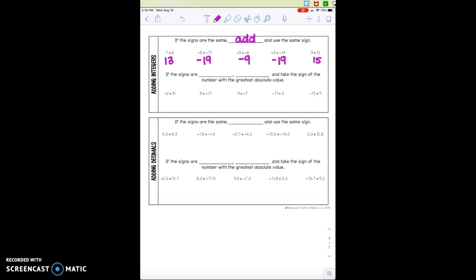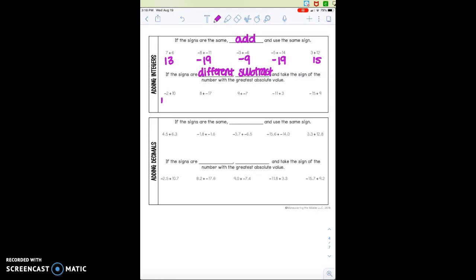But if the signs are different, so if you have a positive and a negative, or a negative and a positive, you're actually going to subtract the 2 numbers. And you are going to keep the sign of the number with the greater absolute value, okay? I'm going to show you how that works because I know this can be a little confusing. We're going to do a lot of practice with this.